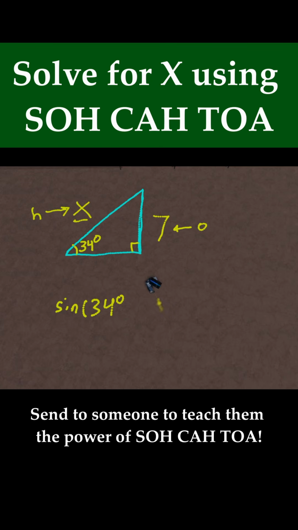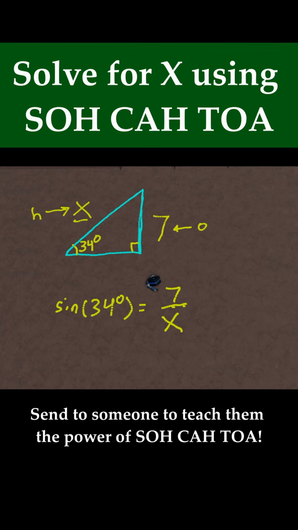And what does SOH CAH TOA tell us? Well, SOH CAH TOA tells us that sine is equal to the opposite over the hypotenuse. And the thing is, we know what the opposite and the hypotenuse are. O is just 7, and H is just x. Now look, we have an equation we can use to solve for x.